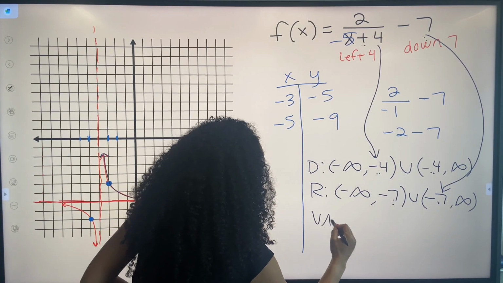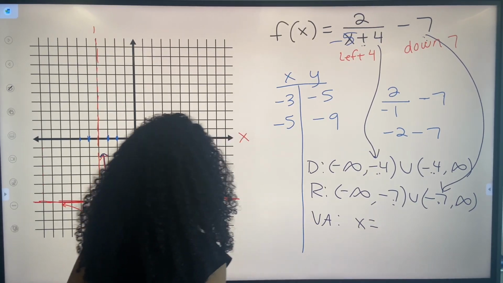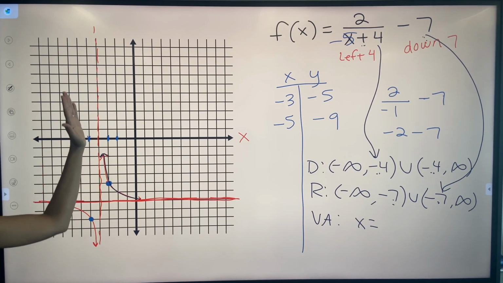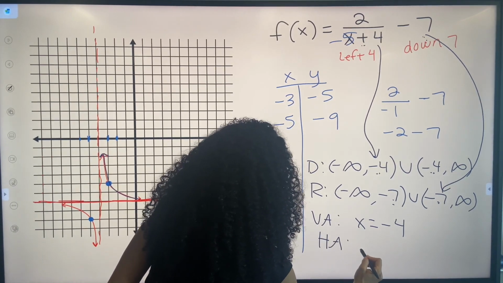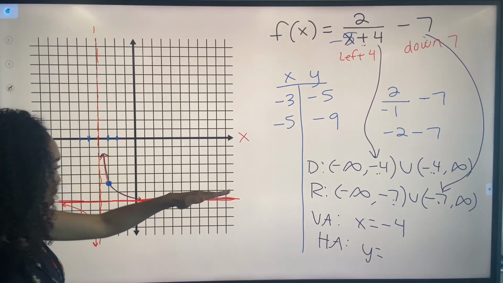Your vertical asymptote is x equals -4. That's where your vertical asymptote is. And your horizontal asymptote is y equals -7.